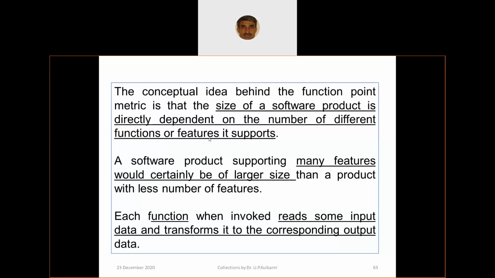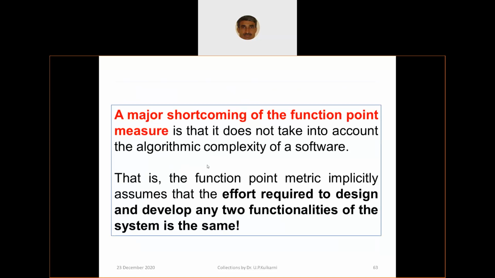Function point focuses, as I said, on the functions or the features that you are going to support. Look at that. A major shortcoming of the function point measure is that it does not take into account the algorithmic complexity of the software. Again, the semantic part is missing. Effort required to design and develop any two functionalities of the system is the same. Can it be? No.